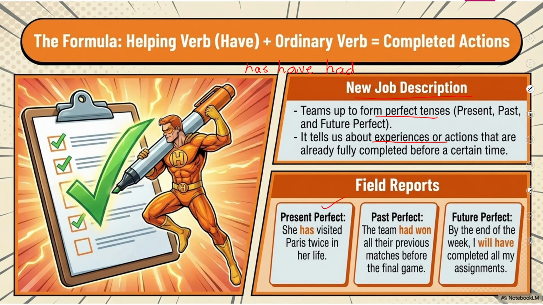In the first example, which is showing us the present perfect tense: she has visited Paris twice in her life. Here the word has is used as an auxiliary verb and the main verb is visited. Similarly, in the second example, had is an auxiliary verb and won is a main verb. When you see the last example: by the end of the week, I will have completed. Here, will have is an auxiliary verb which is helping the main verb, which is completed.